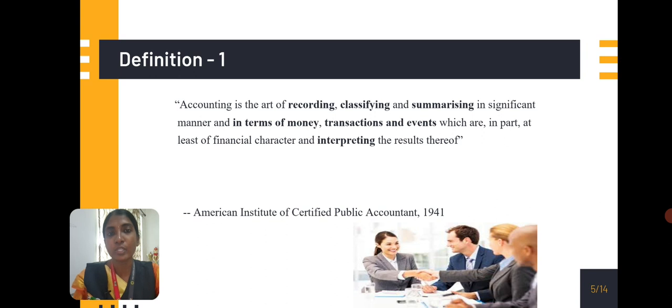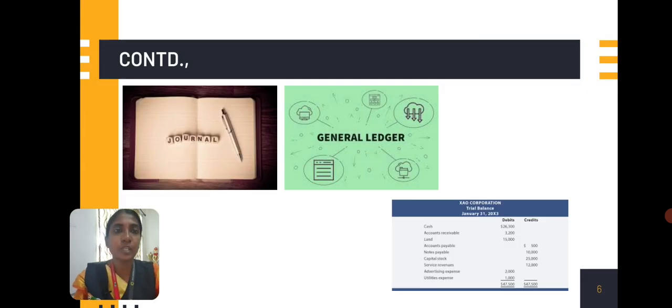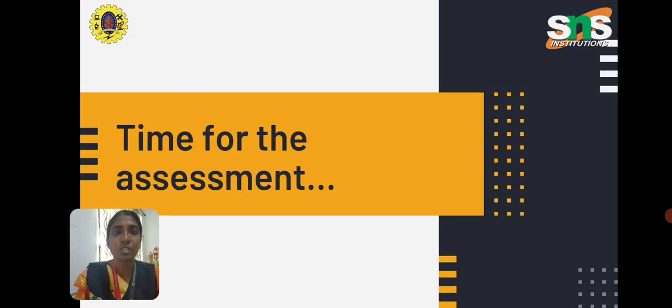As far as accounting is concerned, we have 5 steps. Recording we will do through the journal. After that, classifying will be done through the ledger. Then summarizing will be done through the trial balance, trading account, profit and loss account and balance sheet. All these transactions will be recorded only in monetary value, non-monetary items will not be considered, and finally you will be analyzing and interpreting. So, that is all about accounting.